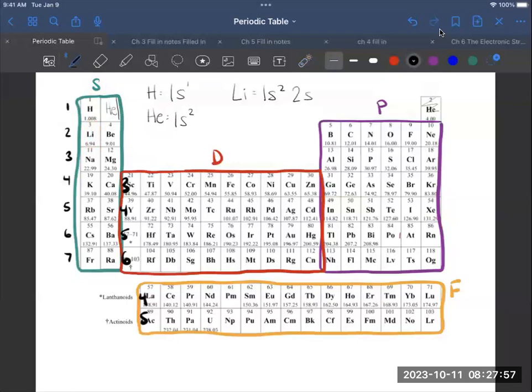Second shell, S section, first thing. So here are lithium's 3 electrons. There's 2 in the 1s section, and there's 1 in the 2s section. So these high numbers up here should add up to the overall number of electrons on lithium. So 1s2, 2s1.